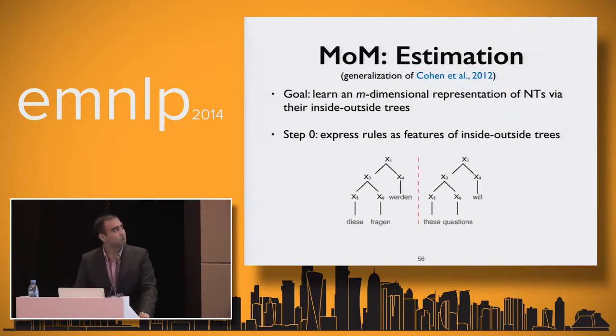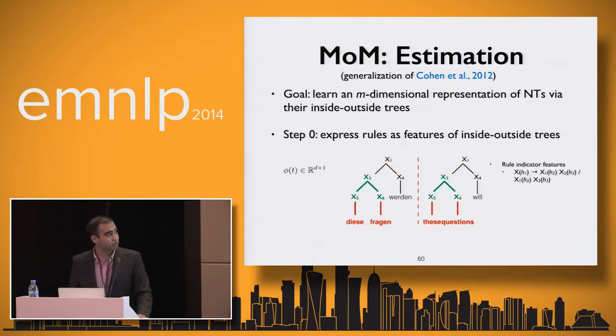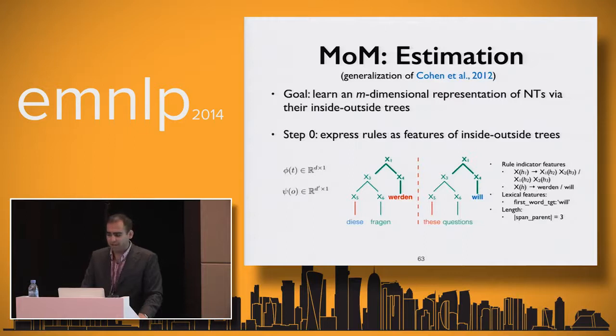Let's make this a little bit more precise. In the first step, we want to do feature extraction. In this particular case, we have the non-terminal X3, and we can extract features from the inside trees of that non-terminal. We can extract features also from the outside trees. Inside features can include things like rule indicator features, in this particular case just the regular monotonic glue rule, that's what it's called in Hiero. We can also extract features of the children nodes, so rule indicator features of the child rules, and lexical features as well. The corresponding thing can also be done on the outside trees.